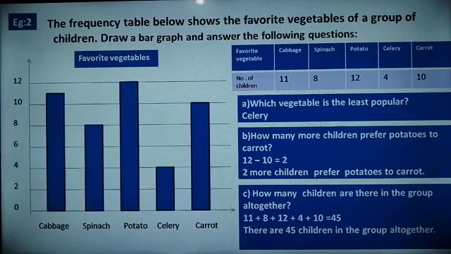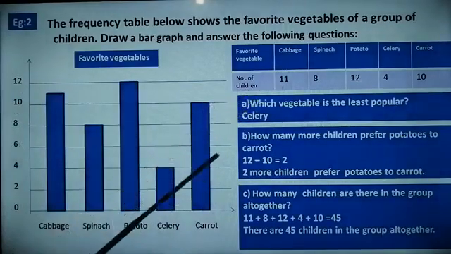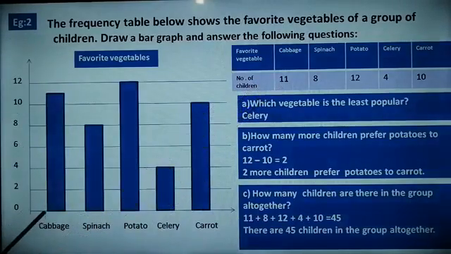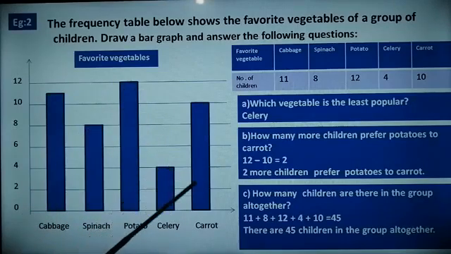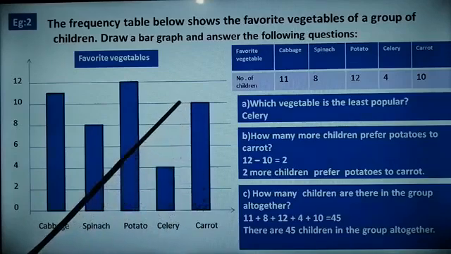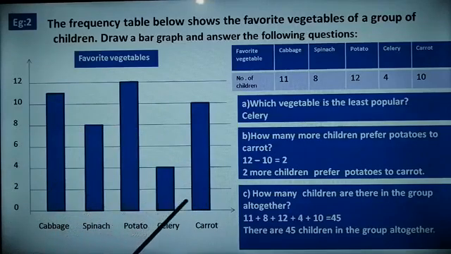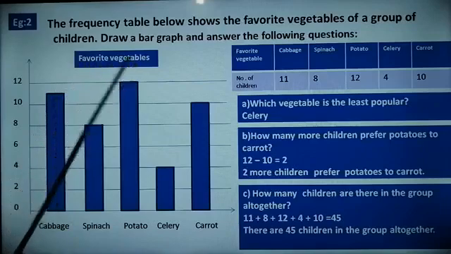Okay. So the first one, cabbage. For cabbage, the number of children given is 11. So you have to find up to 11. See 10 and 12. So in the middle is 11. So you have to make this bar like that. Same way you have to make it for 8 for spinach, for potato 12, for celery 4, and for carrot 10. Now we make the bars and check each bar has the same width and the spaces in between the bars are also the same. And we give the title favorite vegetables.